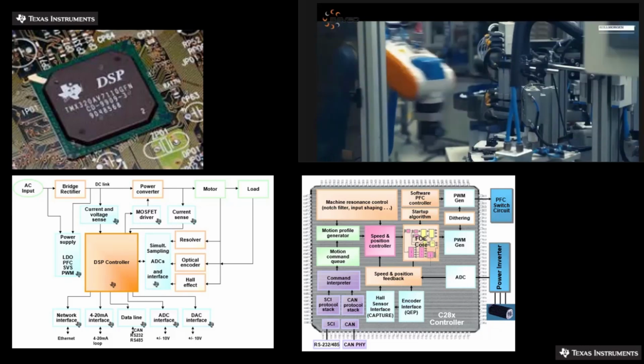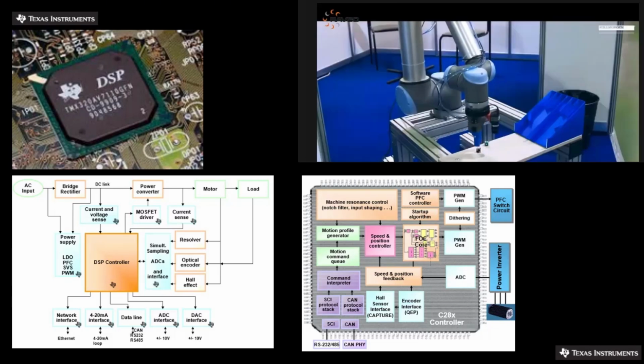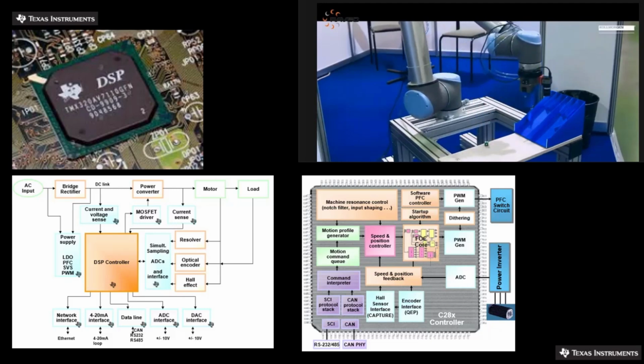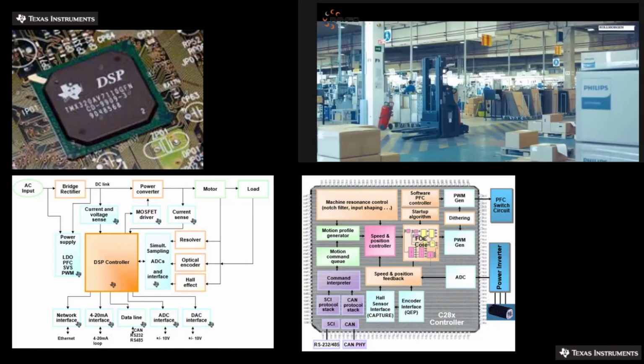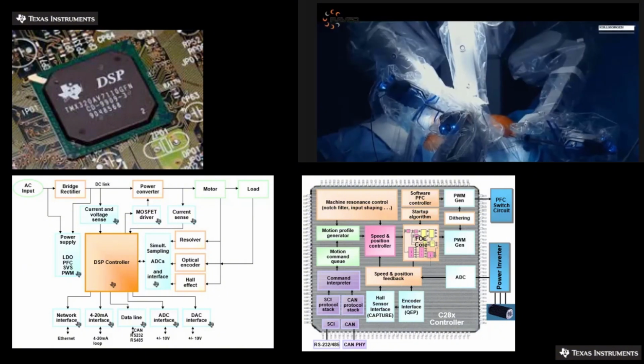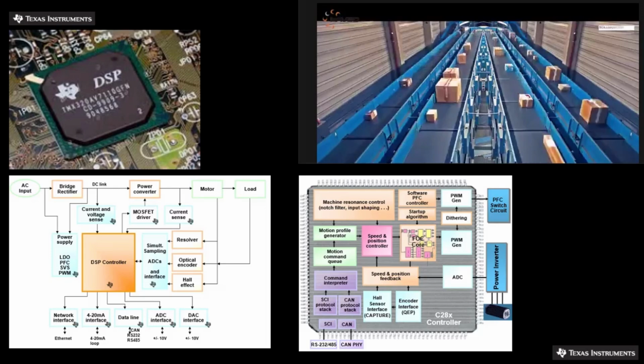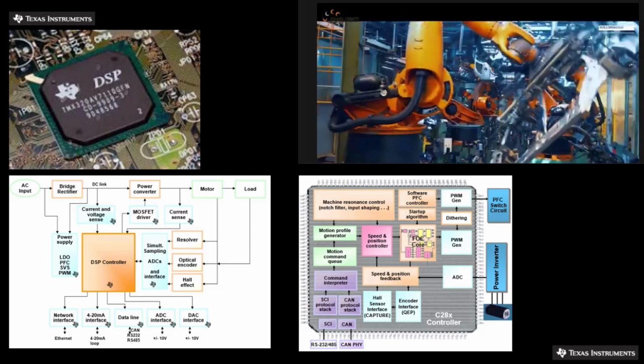So, why would we choose to integrate a DSP into a motion control system? DSPs were first incorporated into motion controllers in the early 1990s. They offered the ability to handle complex motion profiles with dedicated processing power.